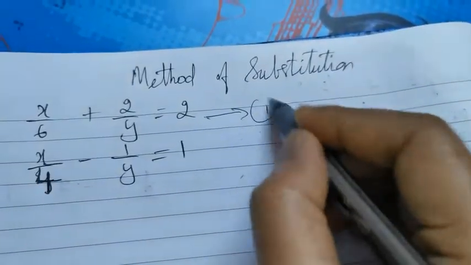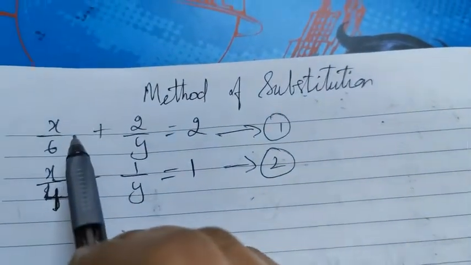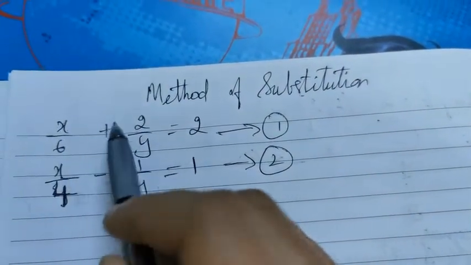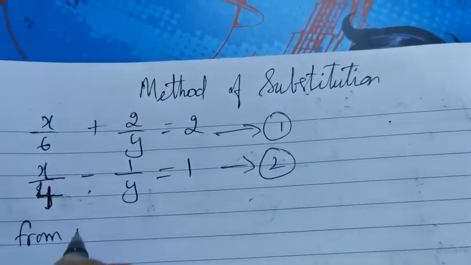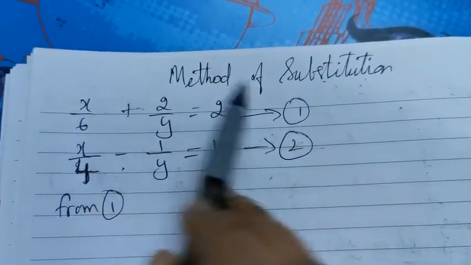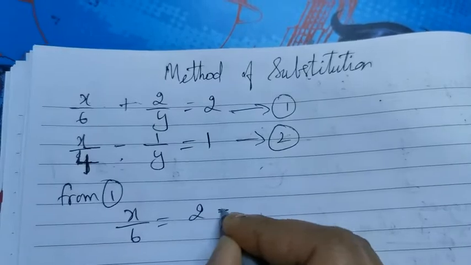So this is my equation 1, equation 2. Substitution method means from one equation we will get the value of one variable and substitute that value in the second equation. So from 1 I am trying to get my value of x. So I will remove the other terms to the other side. So x by 6 is 2 minus 2 by y.